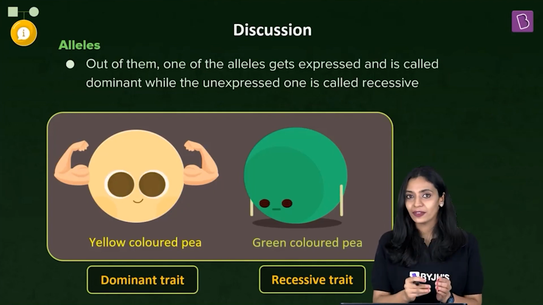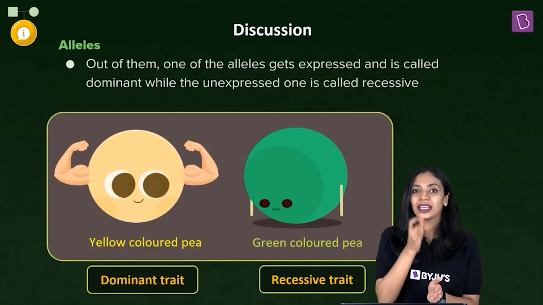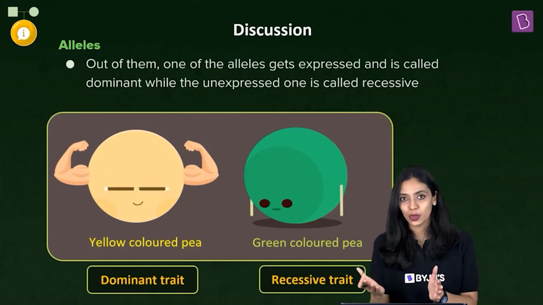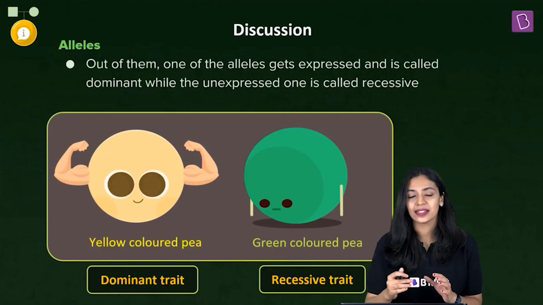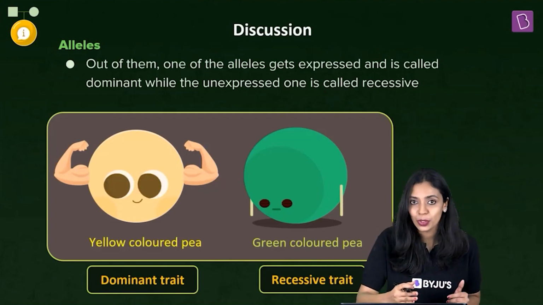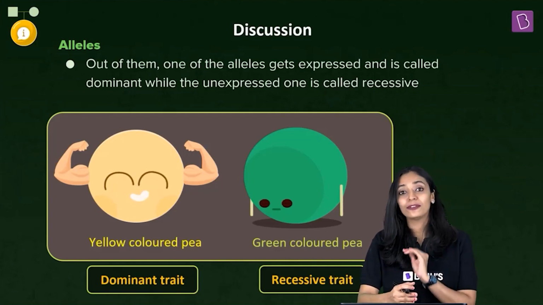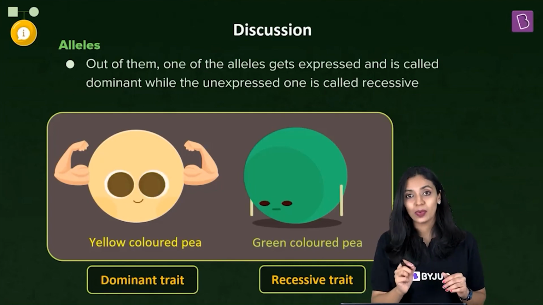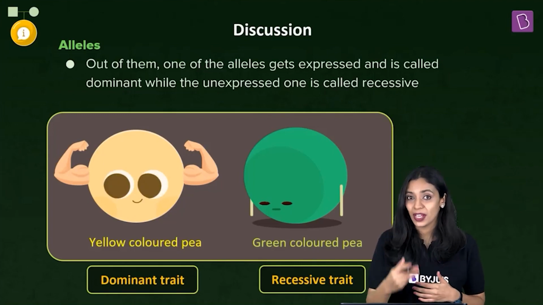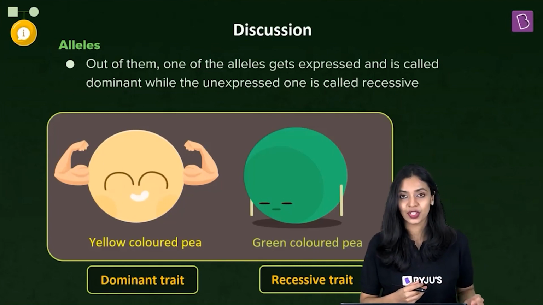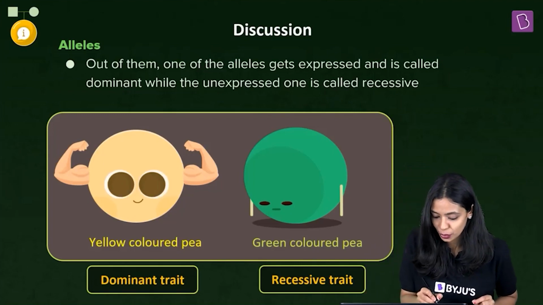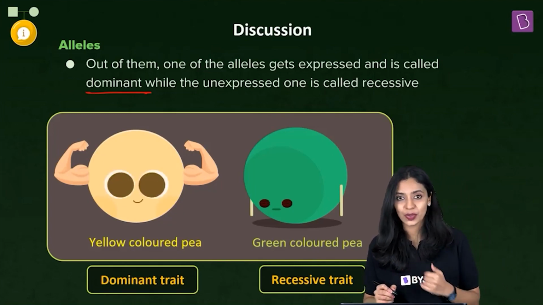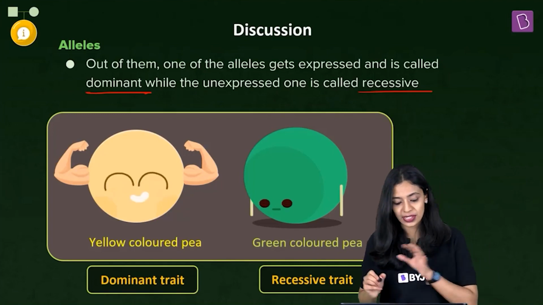Whenever an organism contains 2 different alleles, a pair of dissimilar alleles, which we call the heterozygous condition, only one of the alleles will be able to express itself while the other one fails to express itself. Of the 2 alleles, whichever one has the ability to express itself even in the heterozygous condition is referred to as the dominant allele, and the one that fails to express itself in the heterozygous condition is what we call the recessive allele.